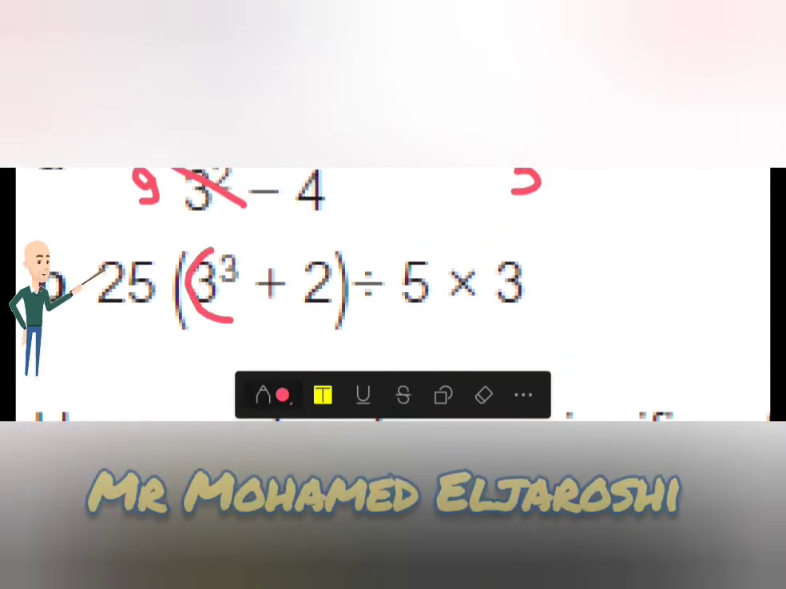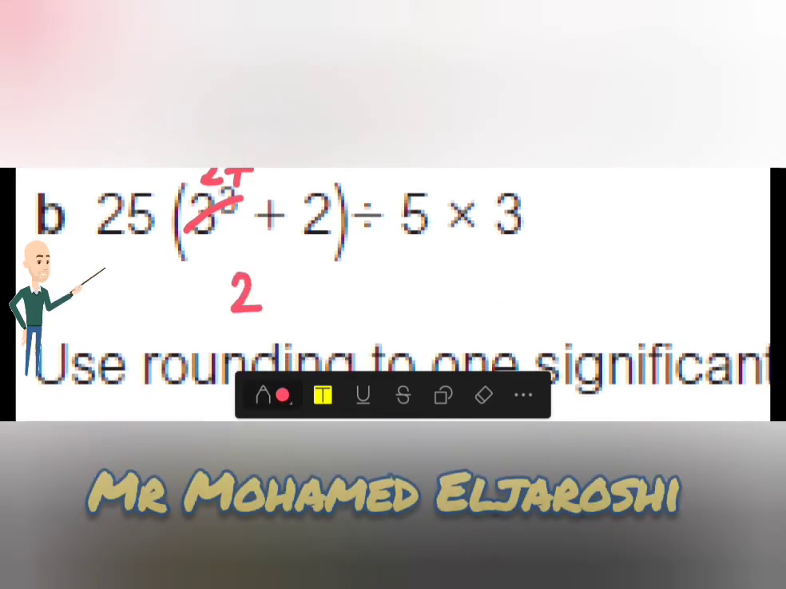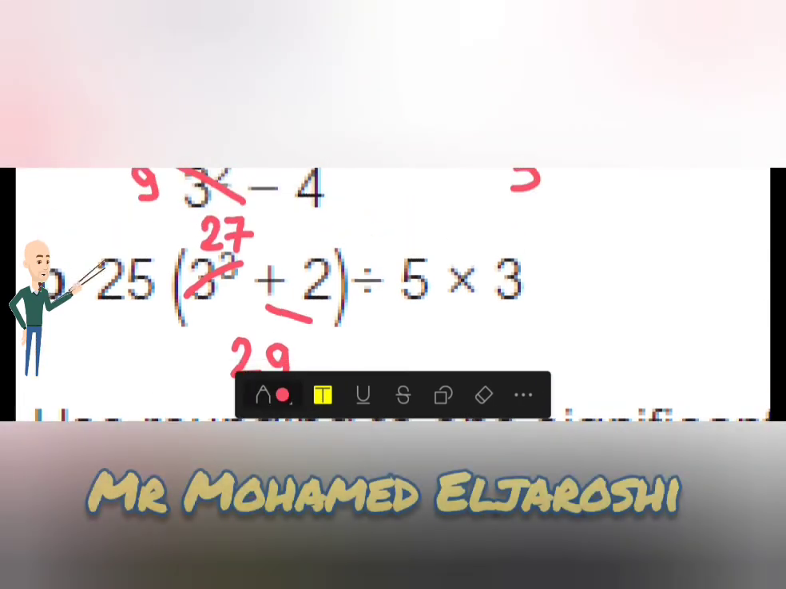Here we have a power. So 3 to the power of 3 is 27. So I remove it and write 27. Okay. And then 27, we add it with the 2 here because it's inside the bracket. So I finish the power and then do what's inside the bracket. And 27 plus 2 equals 29. This is done.